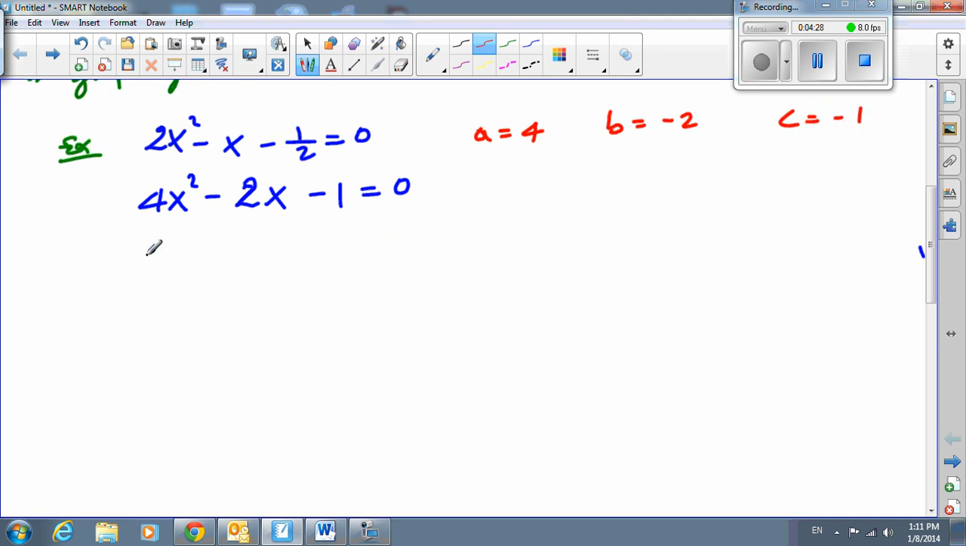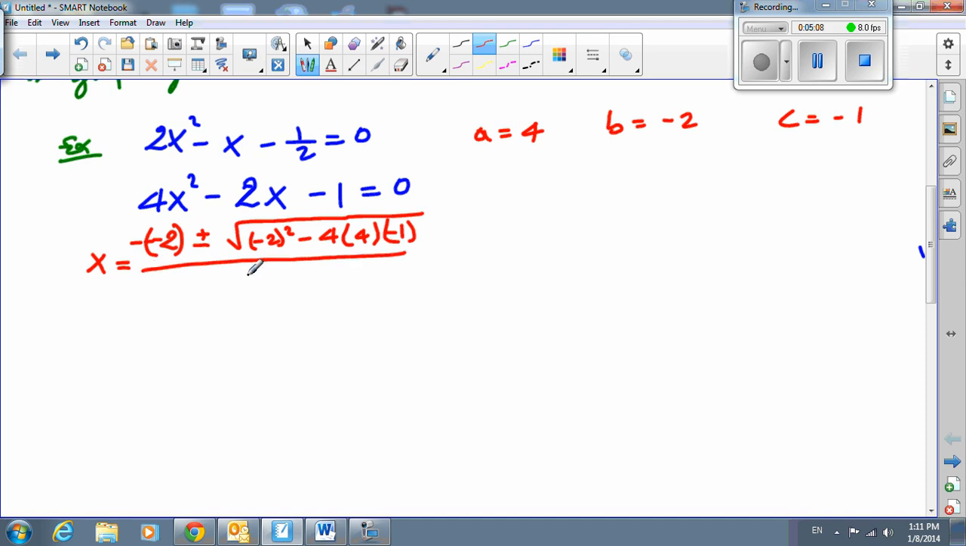If I want to plug into the quadratic formula, I would say x is equal to negative b, meaning 2, plus or minus square root of b squared, meaning 4, minus 4ac. Let me go ahead and plug in the way it looks. So I can say it's negative of negative 2, plus or minus negative 2 squared, minus 4ac, meaning 4 times 4 times negative 1 for ac, over 2a, meaning 2 times 4. Well, if you simplify this one, you will get 2 plus or minus square root of 20 over 8.